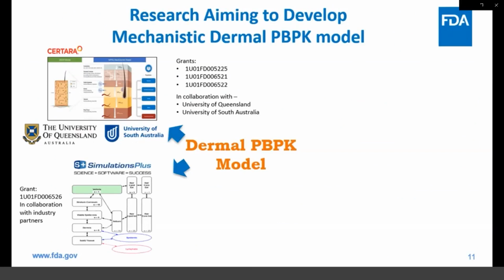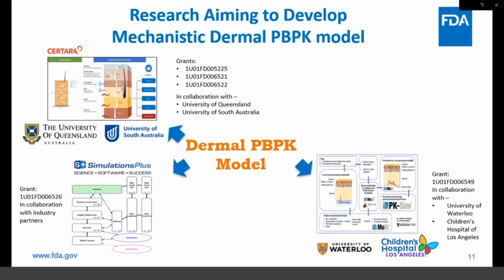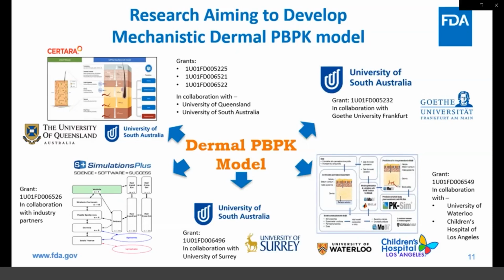Simulations Plus has collaborated with their industry partners to collect necessary data sets. We have also awarded a grant to improve open source PBPK modeling platforms like PK-Sim. In this grant, the University of Waterloo and the Children's Hospital of Los Angeles collaborated together to achieve the grant objectives. We have further awarded grants to the University of South Australia, where the grantee collaborated with Goethe University Frankfurt and the University of Surrey to make a specific improvement of the dermal PBPK model.